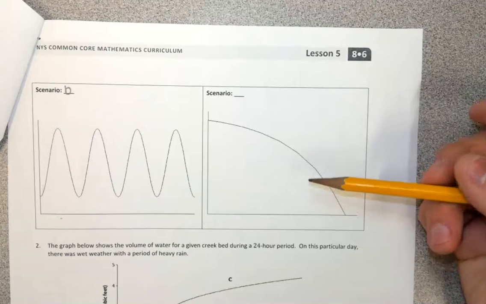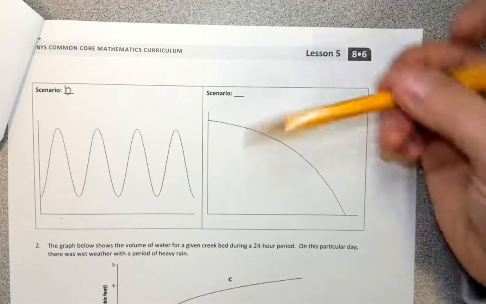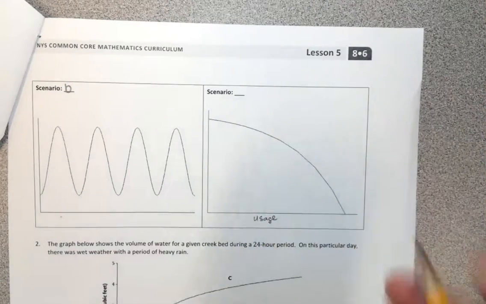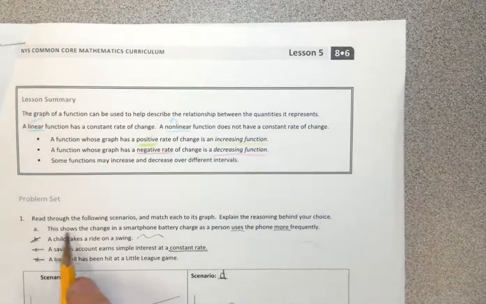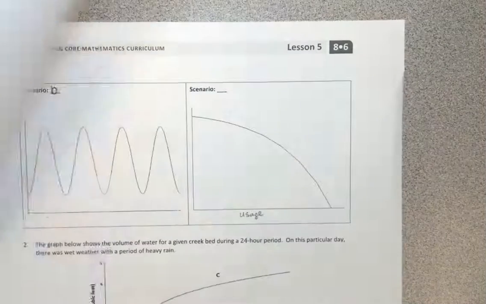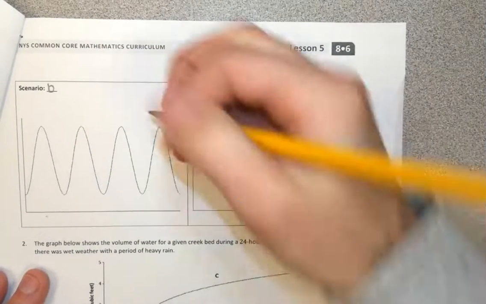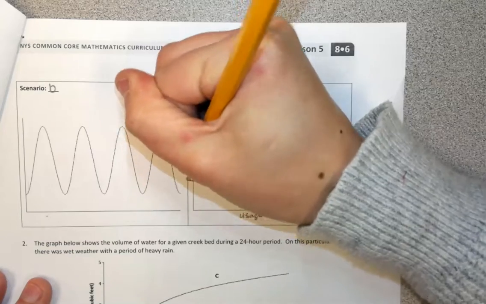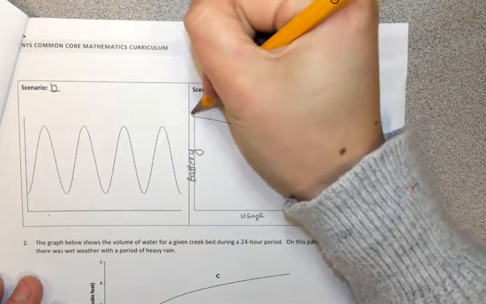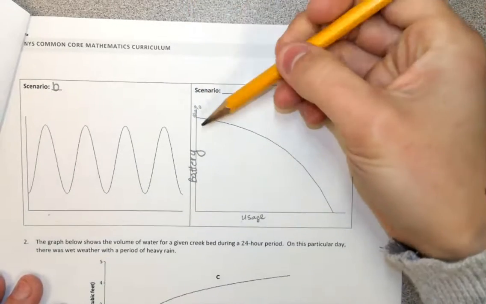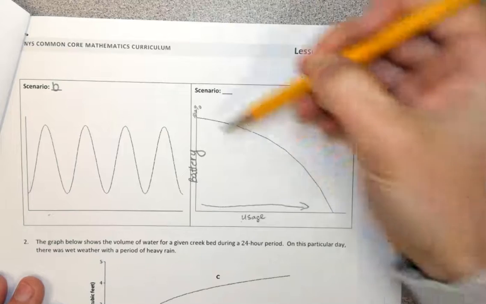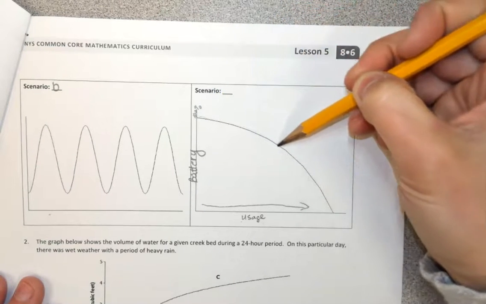And then the one we have left is a smartphone battery, which when I look at this graph, if I have the usage, right, because it says the smartphone, this shows the change in a smartphone battery charge as a person uses the phone more frequently. So using the phone, I'm going to label this usage, and then this is the battery charge. That's the two things we're talking about in that scenario. This would be like 100%, right? You charged your phone all night, you wake up, it's at 100%. As you use it throughout the day and you move this way on the graph, the battery dies down.